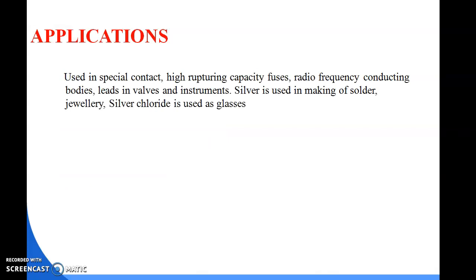What are the applications of silver? High rupturing capacity fuses, radio fuses, high frequency conducting bodies, leads, valves, and instruments. Silver is used in making solder and jewelry. Silver chloride is used in glasses. These are the examples where we are using silver.